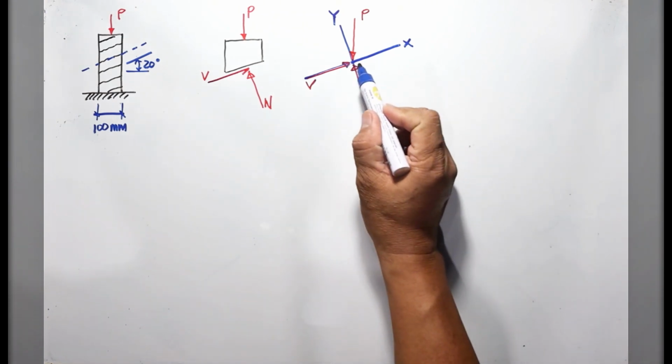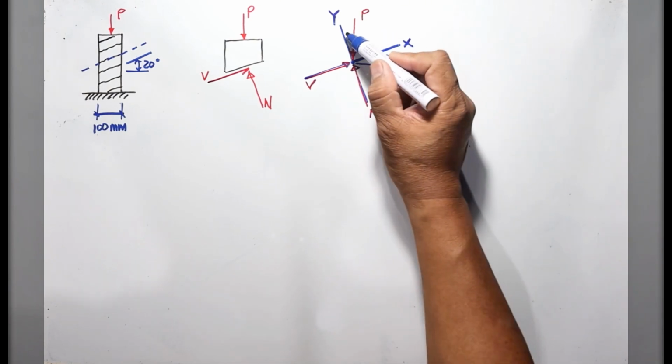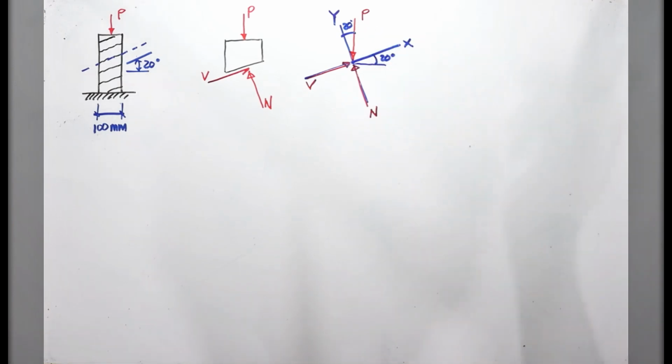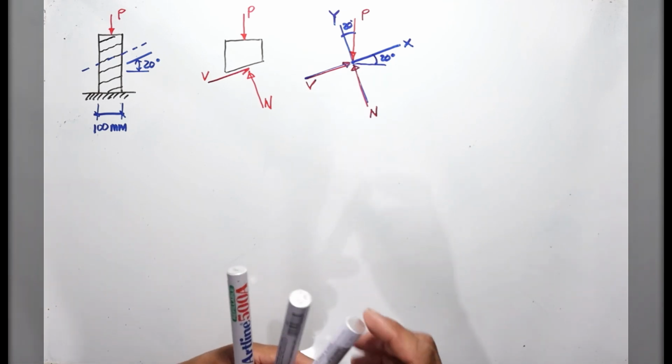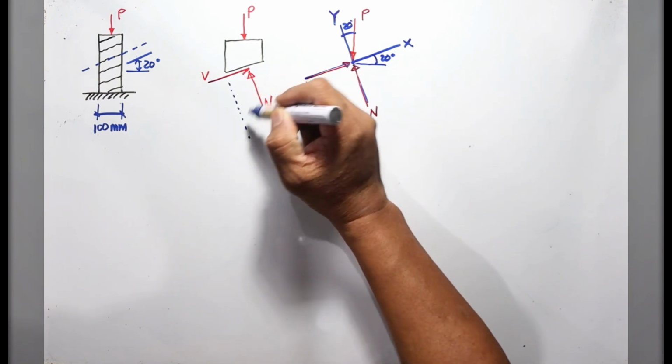And if this is 20 degrees, that means this is also 20 degrees. So if we are going to sum up forces along X, we will have V and the X component of P, and then if we sum up forces along Y, we'll have N and the Y component of P. But let us first solve this area.